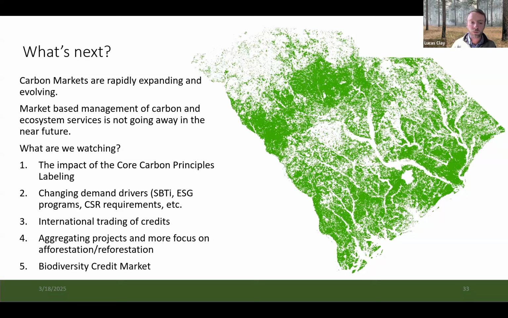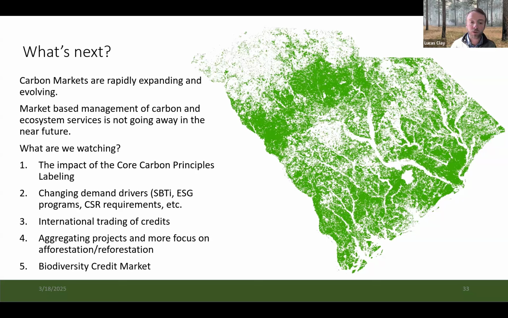Aggregating projects to focus more on afforestation and reforestation. So again, that nature-based carbon removal project through Symbiosis is very much focused on tree planting. It's a little bit easier to identify additionality in those types of projects. So there has become more of a focus on that type of project.